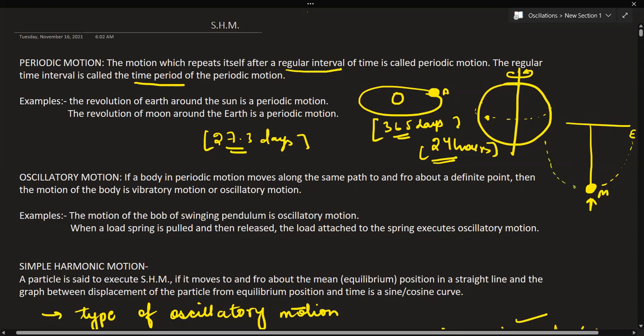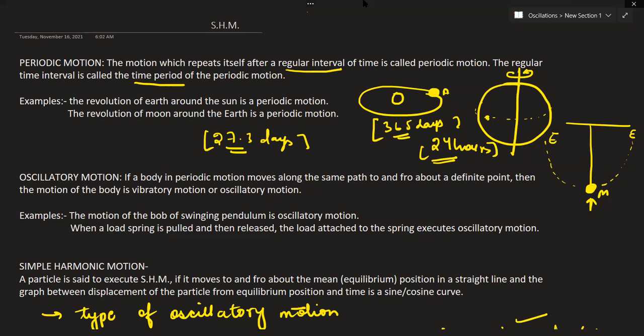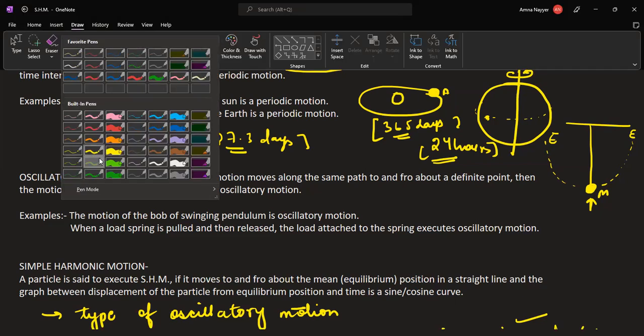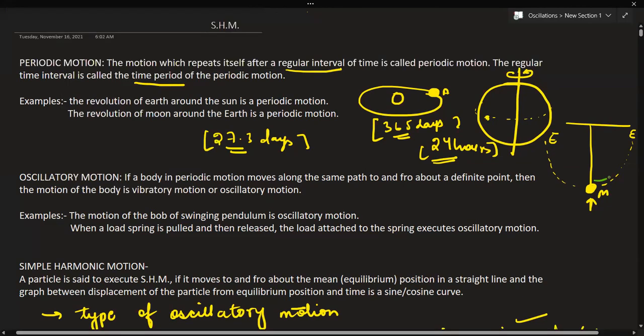That means then again it will go to its extreme point and it will reach its mean position back. See the motion. I'll draw it with a different color. Just note down the motion. First it will go to its extreme, then it will come back to its mean. From the mean, it will again go back to extreme. And from the extreme, ultimately, it will return to the mean position. This is known as one oscillation.